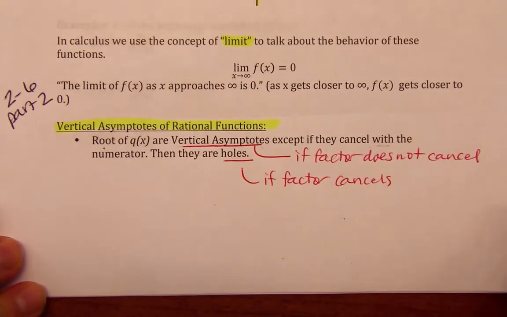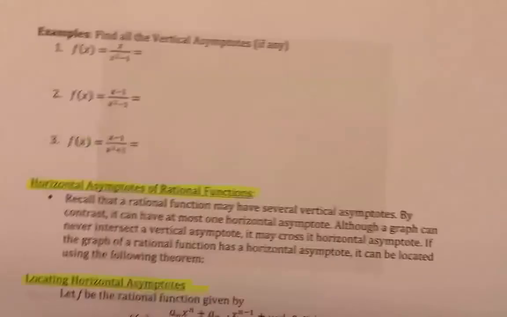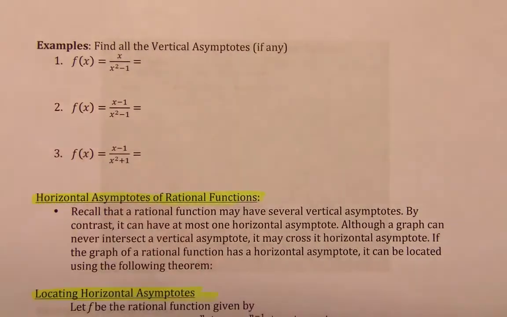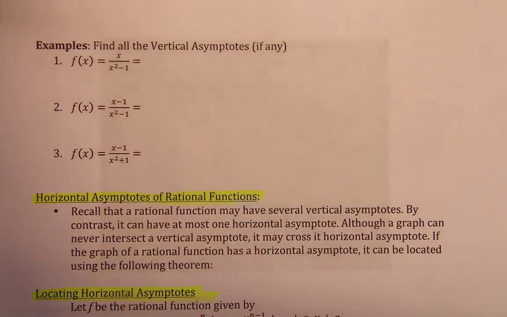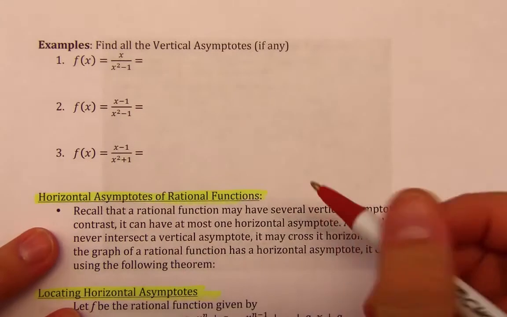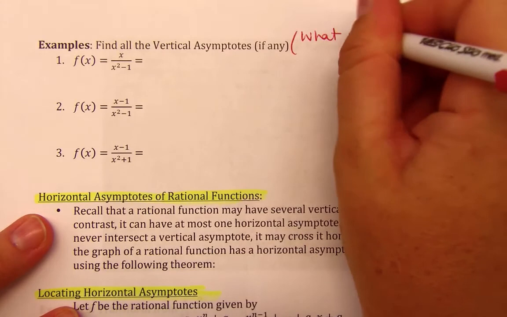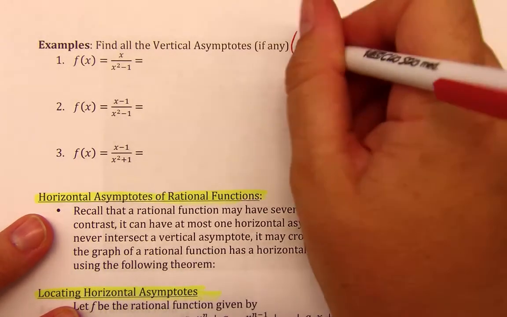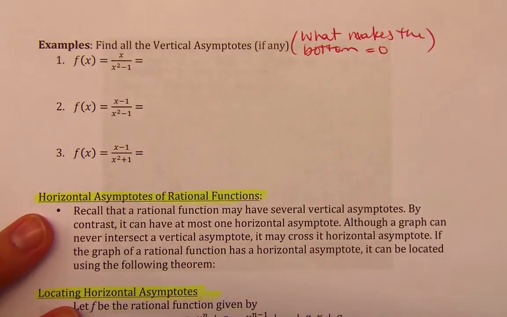This will be a lot easier to see in the next examples, so let's do a couple examples where we have vertical asymptotes. Okay, so here we have some rational functions, and we want to find all the vertical asymptotes if there are any. There may not be any. Again, we're looking at what makes the bottom equal 0. That's what we want to look at here.